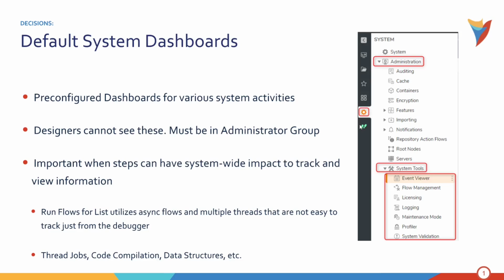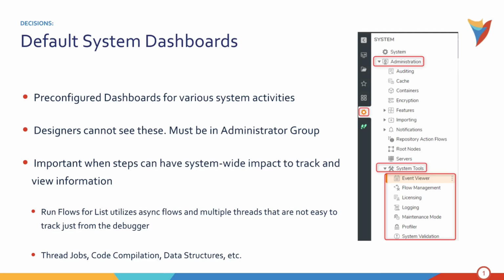Otherwise, there are a lot of steps and things in Decisions that have a system-wide impact. And these dashboards have the ability to show us useful information on these things so we can track and view that data. Things like run flows for lists, for example, that run things in multiple threads with the processes being asynchronous. They're not easy to just track and look at in the debugger when you run it right there. So a system dashboard becomes very helpful.